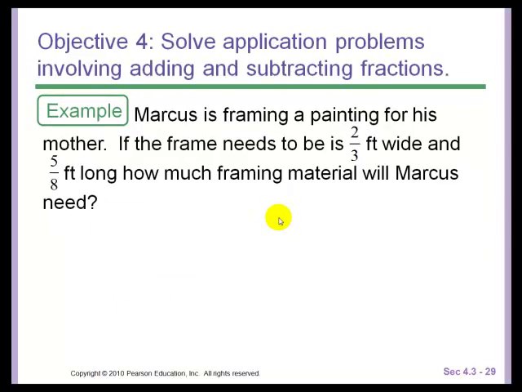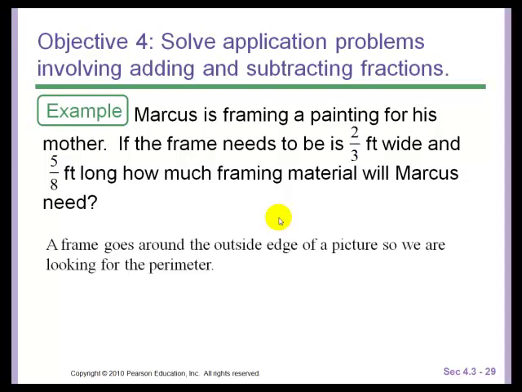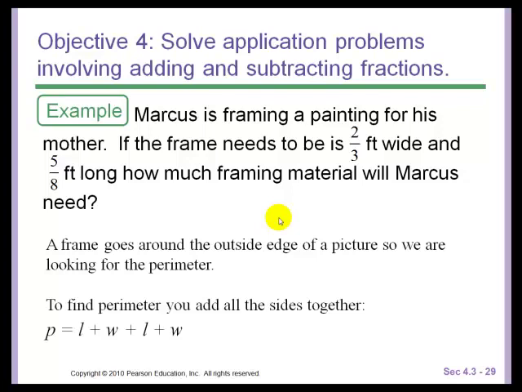Lastly, some application problems with adding and subtracting fractions. Marcus is framing a painting for his mother. If the frame needs to be 2/3 feet wide and 5/8 feet long, how much framing material will Marcus need? A frame goes around the outside edge of a picture, so we are looking for the perimeter. To find the perimeter, you add all the sides together.